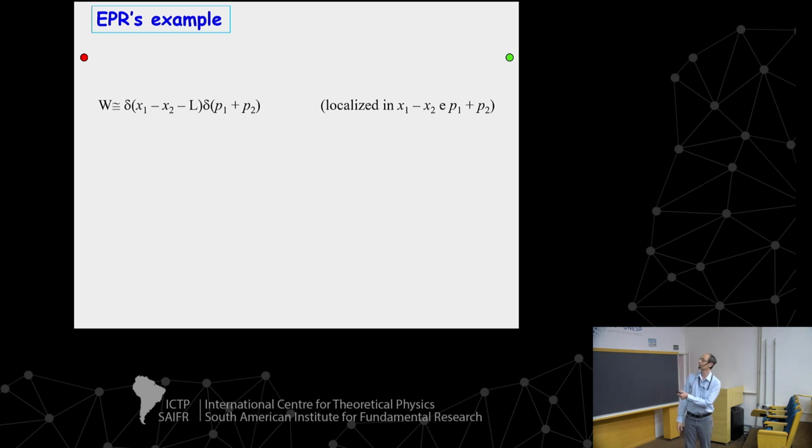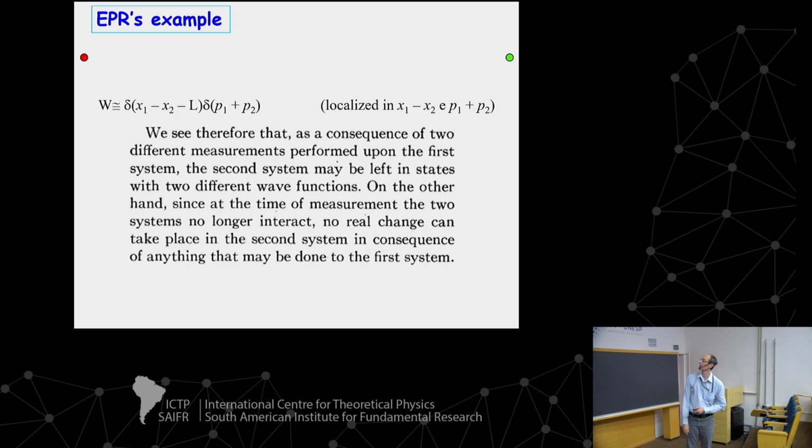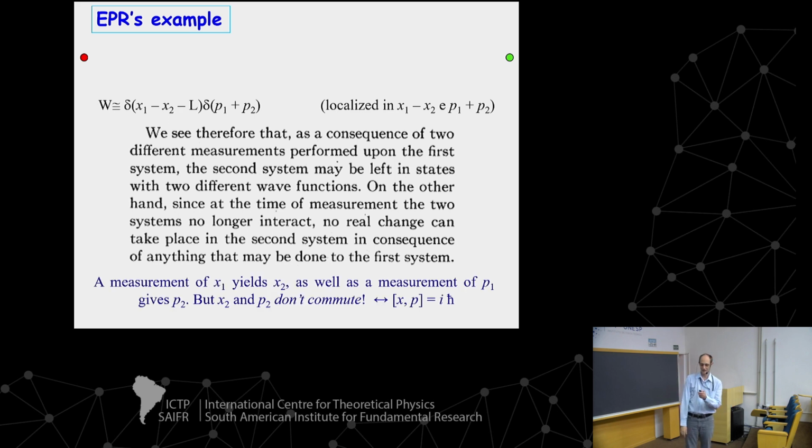So that's the Wigner function. It's a nice way to write this situation. And as a consequence, basically what you have is that a measurement of position here gives you the position of the second particle. A measurement of momentum here gives you the momentum of the second particle. But wait, this particle cannot be in an eigenstate of position and momentum. Quantum mechanics forbids it. The uncertainty principle forbids it.